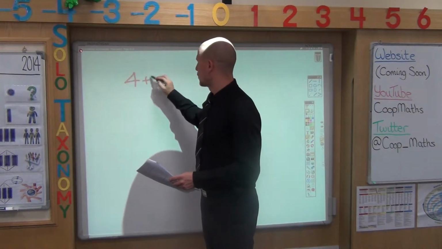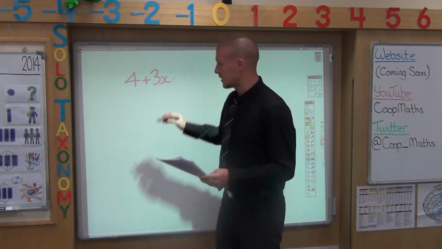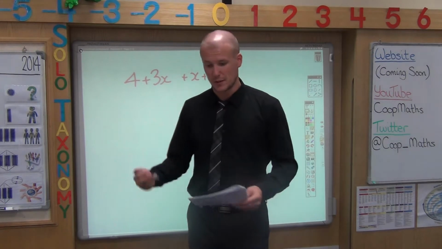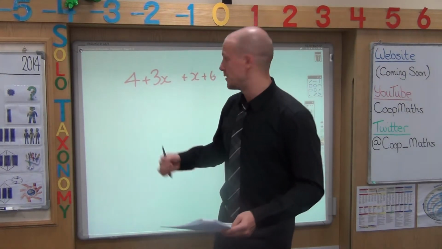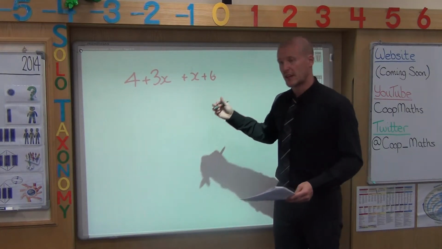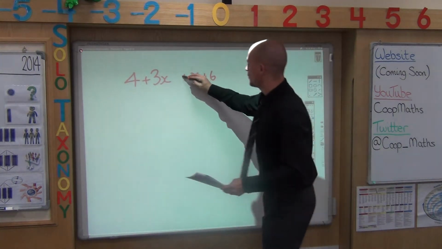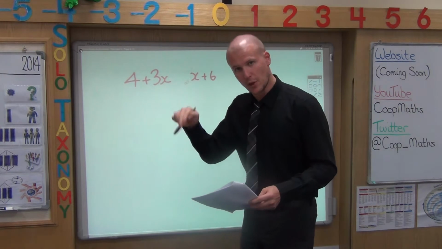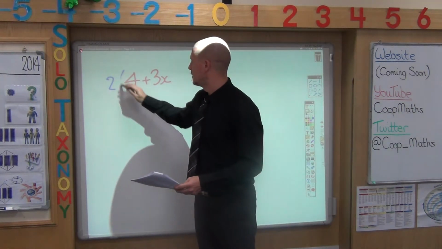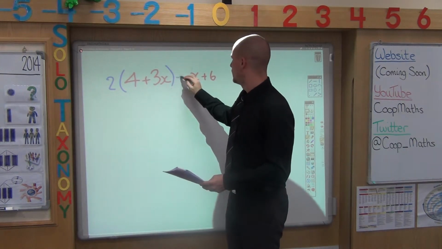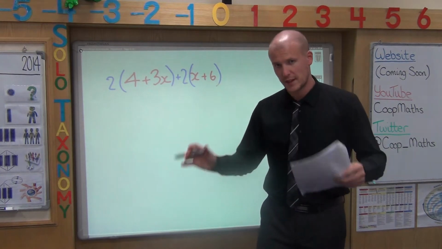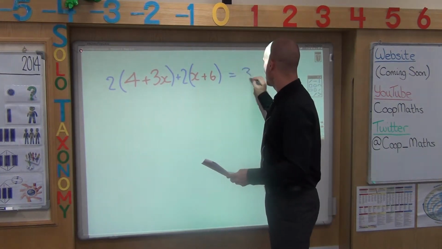The top length is 4 plus 3x. The side length was x plus 6. And then I've got 2 options here. We have those all over again, so I could just add 4 plus 3x here and add x plus 6 again. Or I could just double the top length and double the side length. In other words, 2 of those plus 2 of those. You do all of that together, you end up with 32.